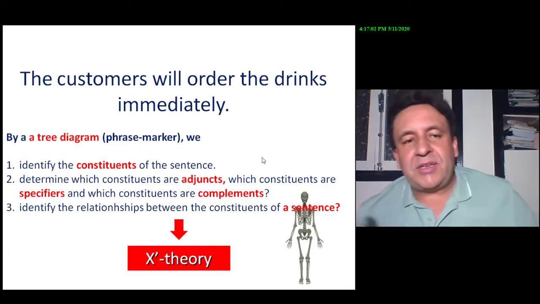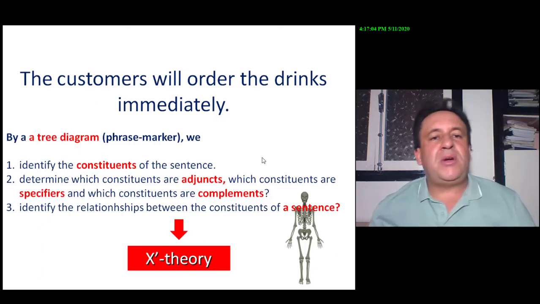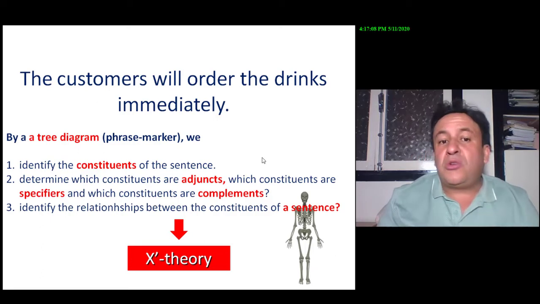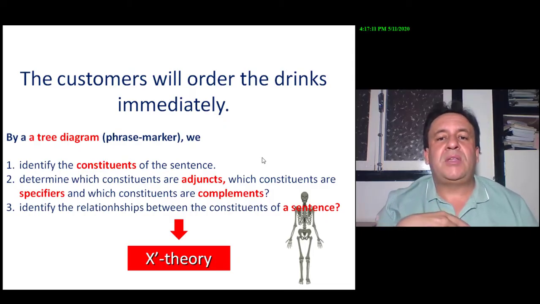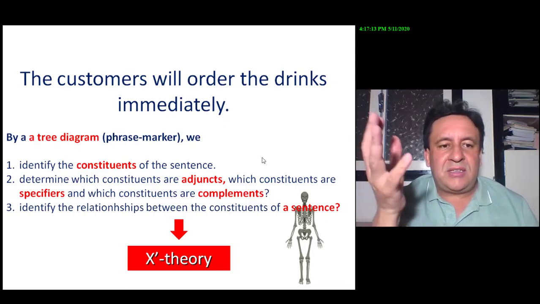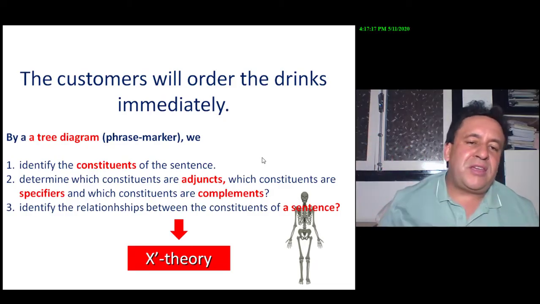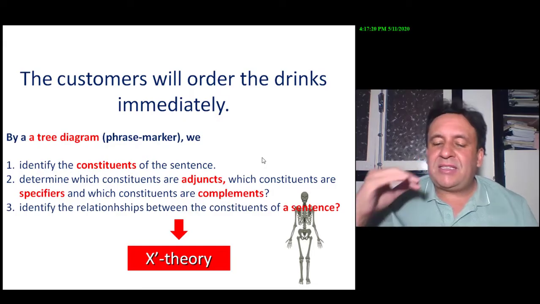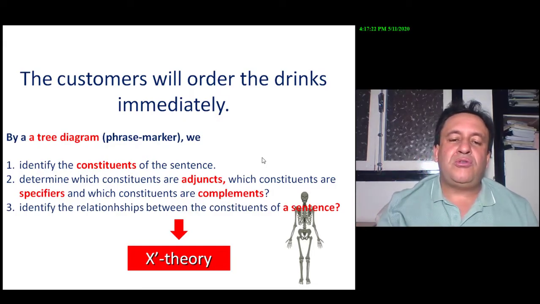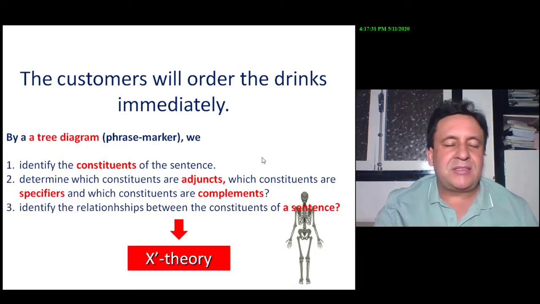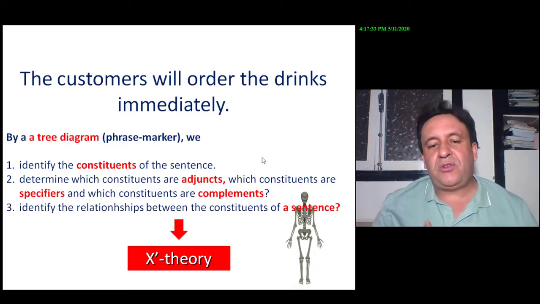Okay, suppose, for example, that I have a sentence like this one: the customers will order the drinks immediately. So what are the constituents in here? Which constituents are adjuncts, are specifiers, are complements? And what is the relationship between these three types of constituents? That's exactly what we want to do when we build an X-bar theory. This may be a little bit abstract, a little bit confusing at the beginning, but as we go into details, things will become clearer for you.